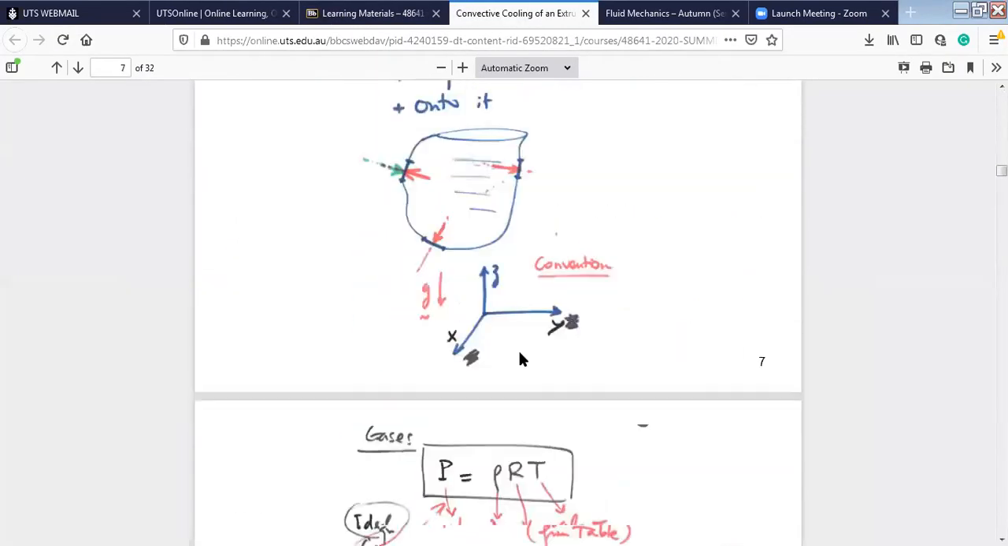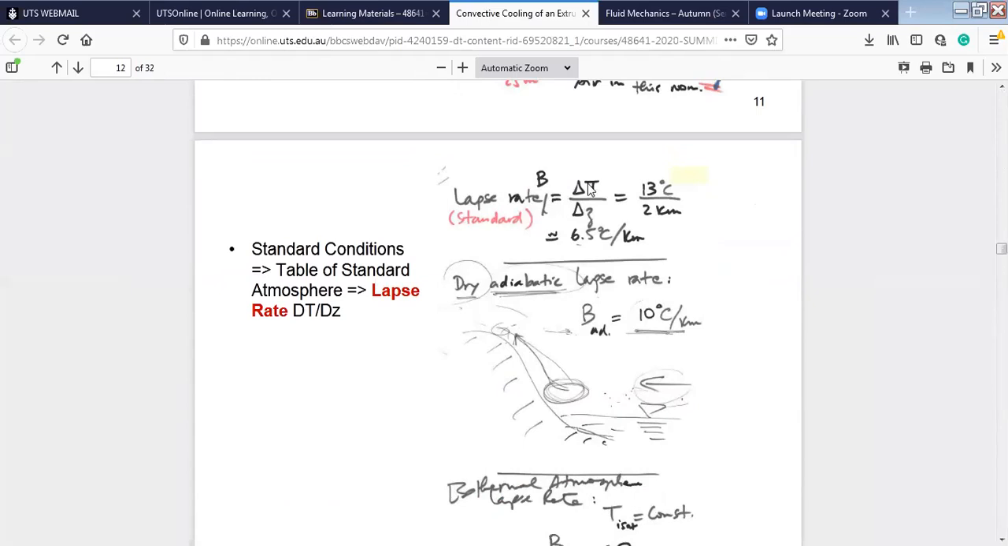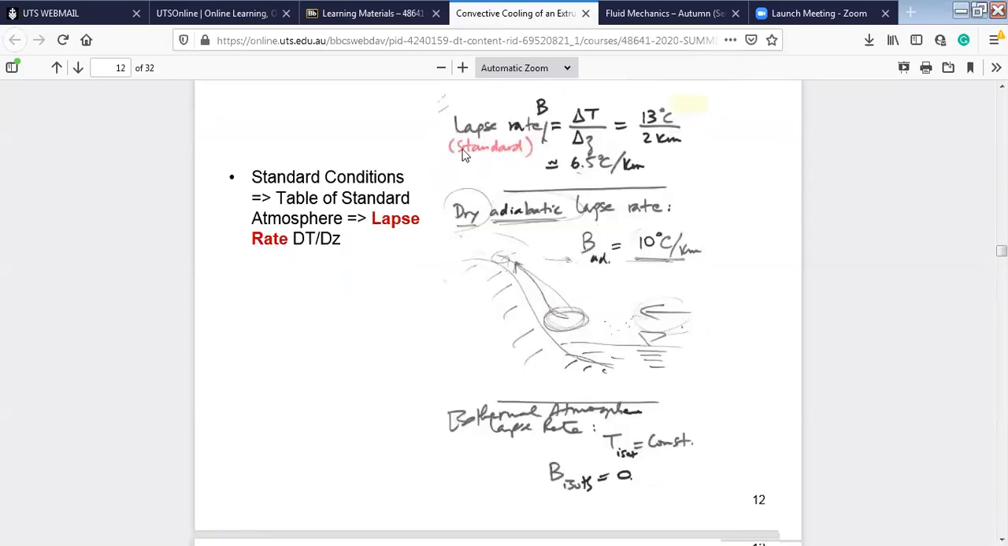Okay, the lapse rate. This one. Lapse rate is delta T over delta Z, 6.5 in standard condition, and it's correct for the altitude from 0 to 10. But if we don't have standard condition, we have the dry adiabatic lapse rate, which will be 10 Celsius per kilometer. Dry adiabatic means dry air, and adiabatic means no heat transfer. We will have the lapse rate of 10 Celsius per kilometer in dry adiabatic lapse rate condition.